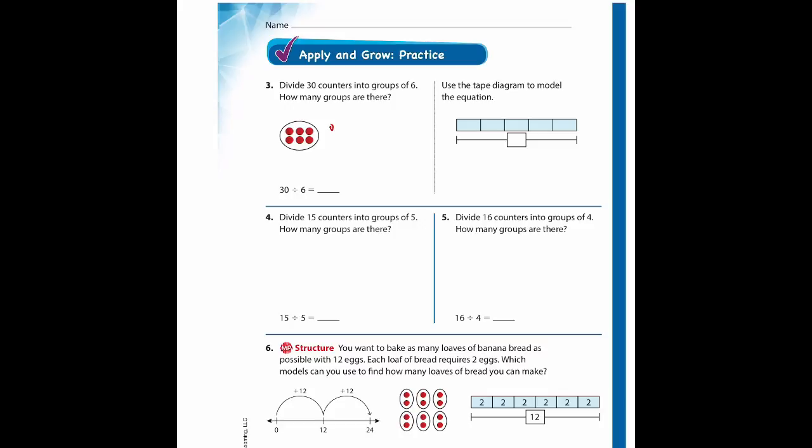So 6, 7, 8, 9, 10, up through 24. Oop, I gotta go up here. 25, 26, 27, 28, 29, 30. Okay, now I'm going to put my groups around.